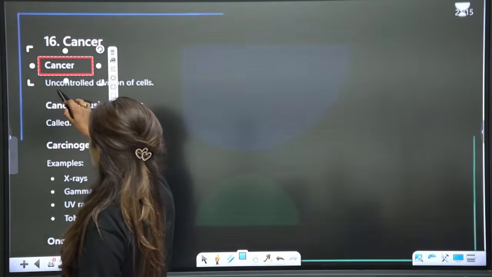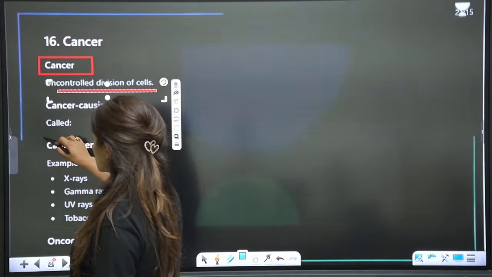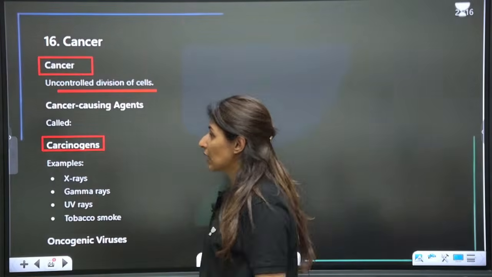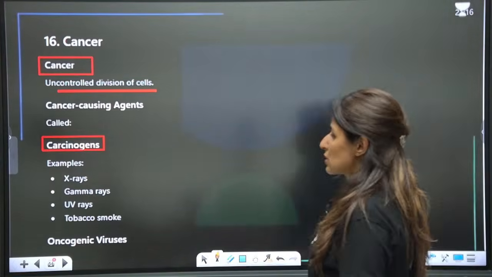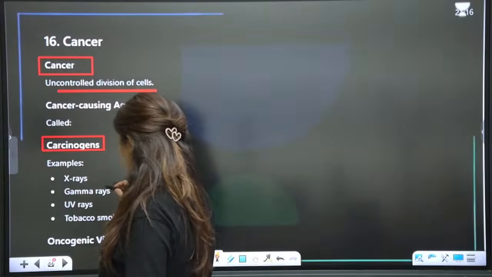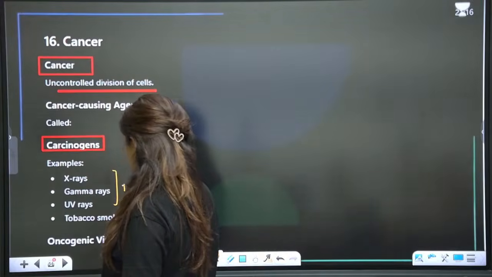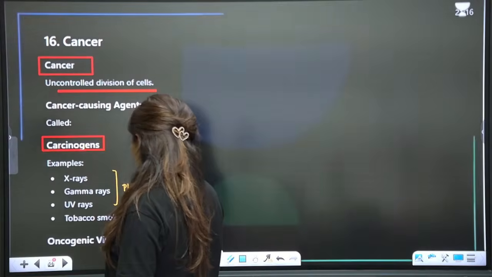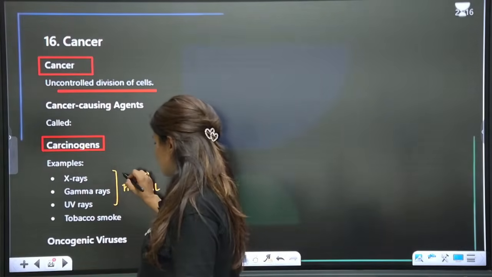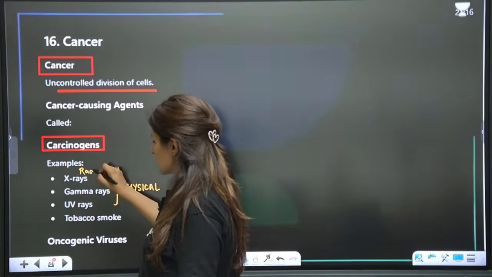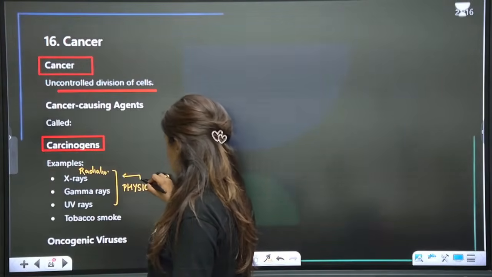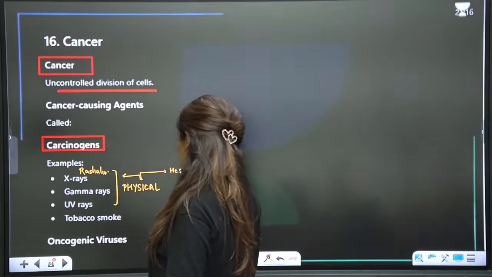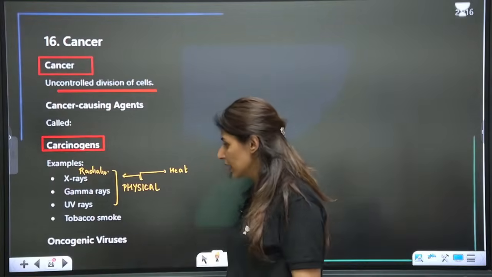So what happens in cancer? There is uncontrolled cell division because of certain chemicals known as carcinogens. Is that clear? So what are the possible carcinogens? So we have some physical carcinogens like radiations. In physical, we have radiations and we also have heat. Excessive exposure to heat can also be cancer causing.